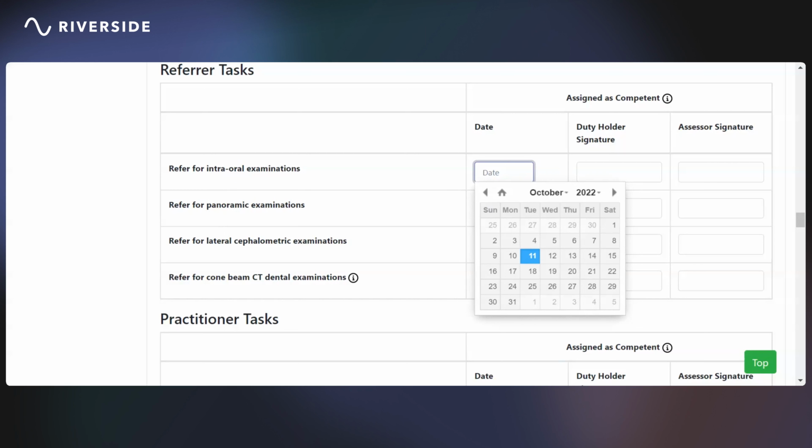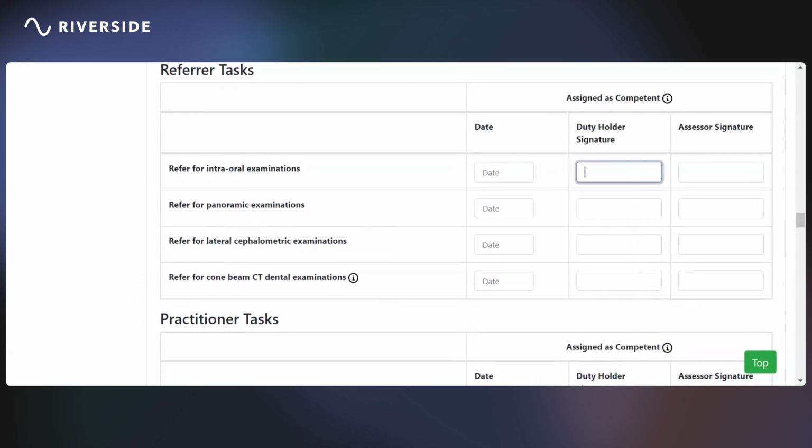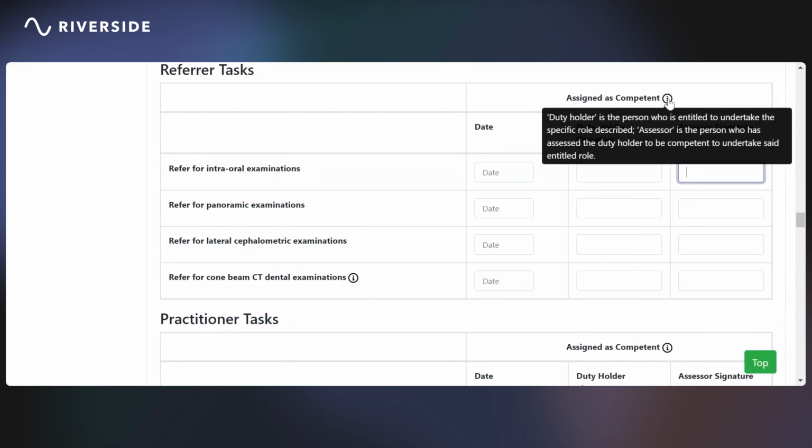The duty holder's signature is the person undertaking the duty itself. So in this case, our dentist, that would be their signature or name. The assessor's signature is the person who's assessed the duty holder to be competent to undertake that role. So that may be the employer or the dental practice itself. Again, there's an information tab above, which gives more information.